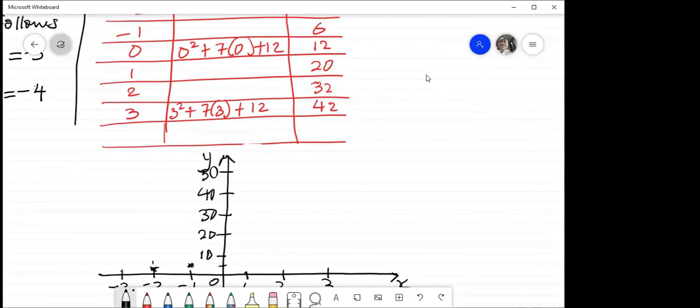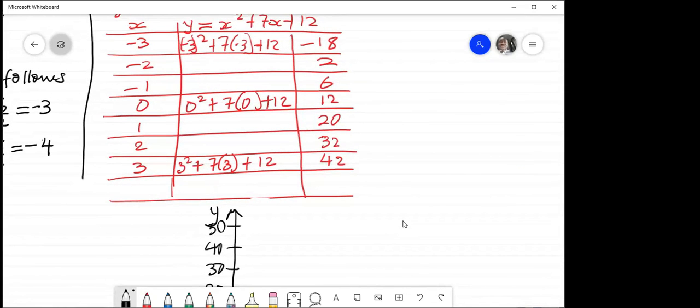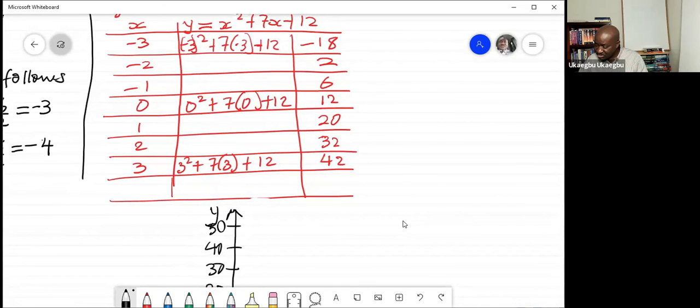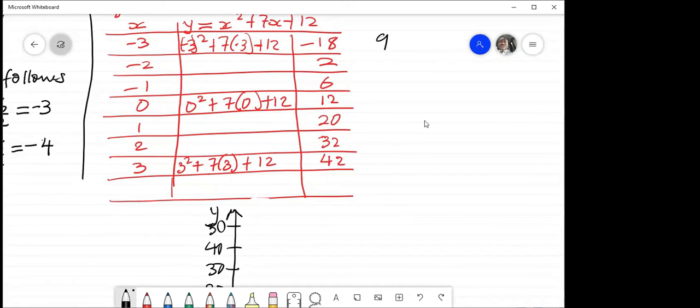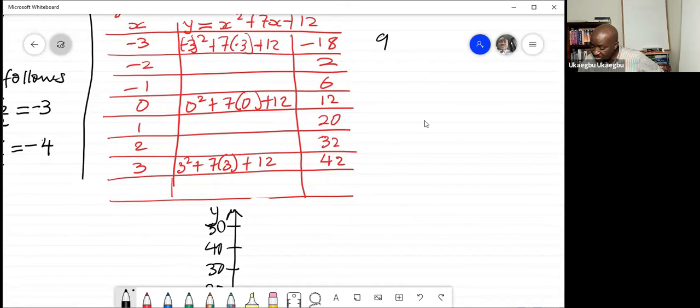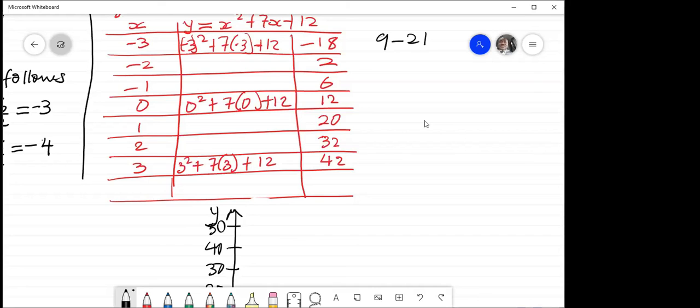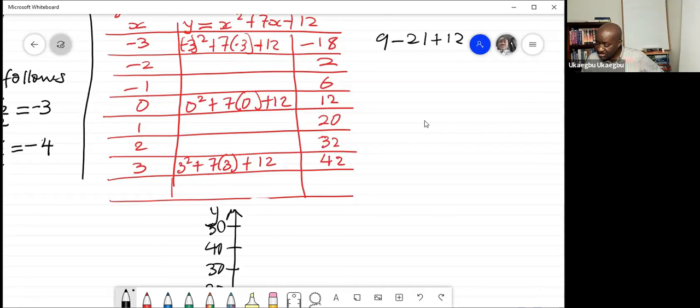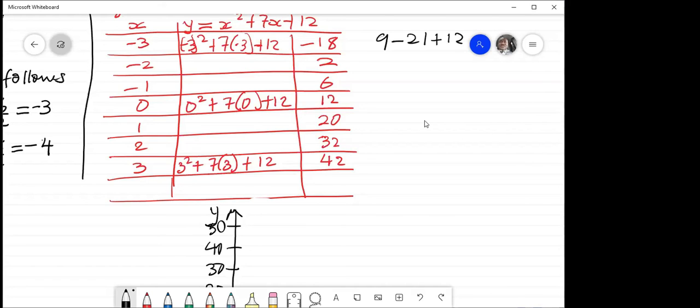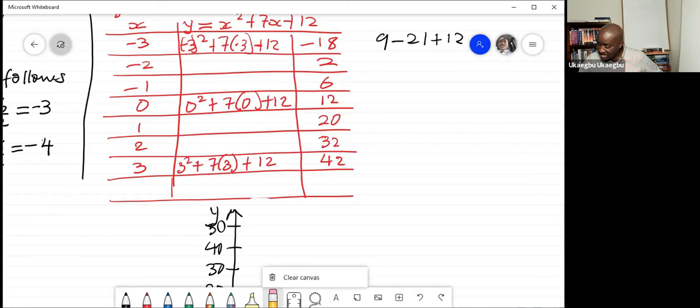Next is 0 and 12. Oh, I have a question. Yes. For when x is -3, you put -18, right? What is it supposed to be? 0. Okay, let's verify. -3 times -3 is 9. We agree with that. And then 7 times -3 is -21. -21 plus 12. Is that a 0? Yeah. All right. So then we change that to 0.